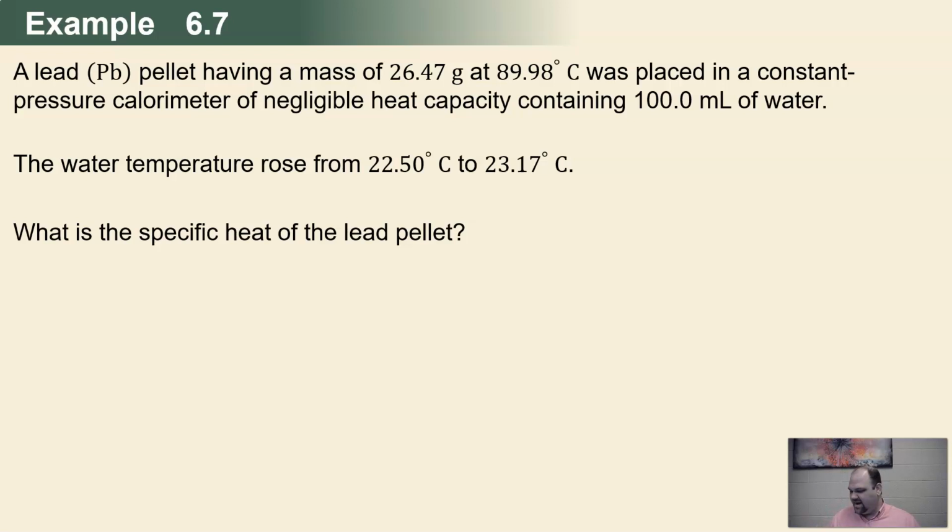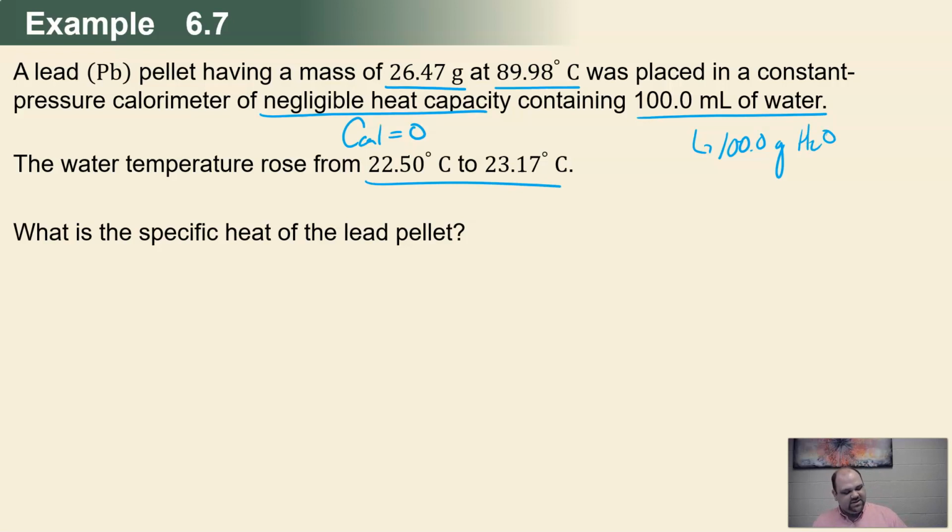So let's say that we are adding a lead pellet. It has a mass of 26.47 grams at a given temperature. It's placed in a calorimeter with negligible heat capacity. So that is C cal is 0. And it has 100 milliliters of water. We're going to assume, knowing that the density of water is 1, that this is also 100 grams of water. It gives us the change here in water temperature, and it asks the question, what's the specific heat for lead? So S sub Pb for lead.